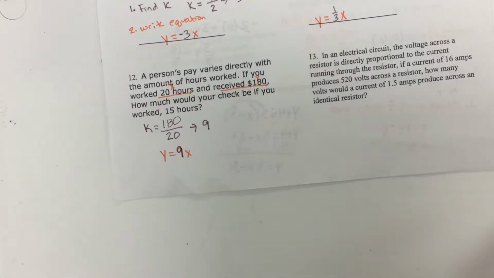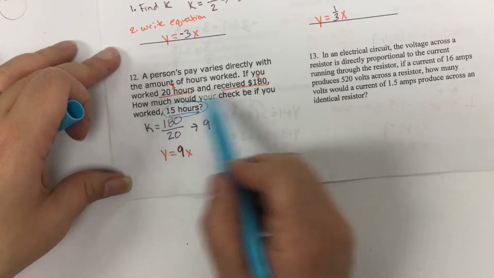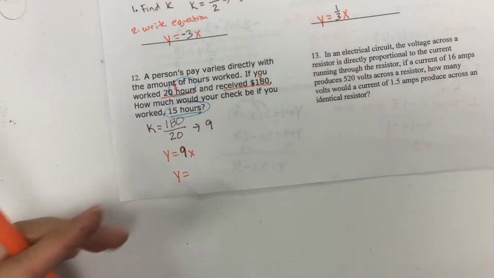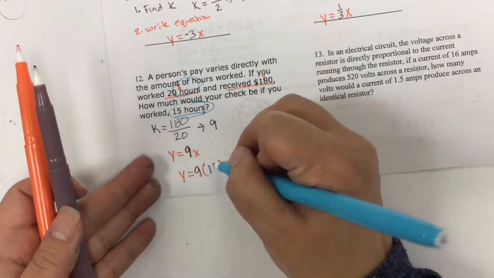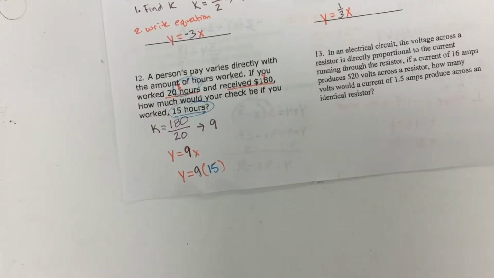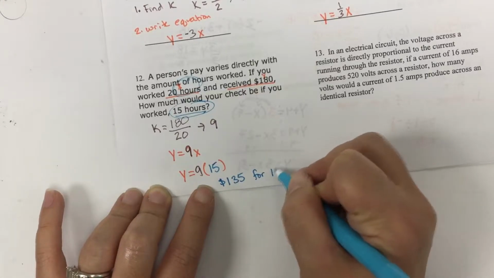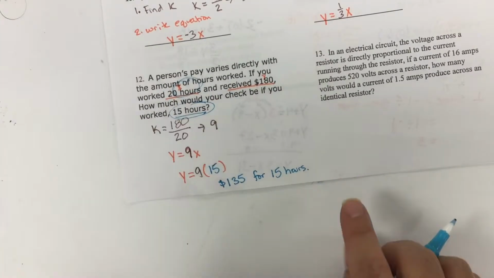Now, the next thing that we're going to do is find our missing value. So it's telling us specifically for 15 hours. And it's like, okay, hours, is that x or y? We go back and look. I have that as hours, that's x. So I'm going to do y equals my constant, but instead of multiplying by x, I'm going to multiply by my x value of 15. So we see, okay, 9 times 15 will give us how much money we make. So 9 times 15 comes out to 135. We're looking at $135 for 15 hours. Notice how I put this in a sentence form because we have a verbal situation.